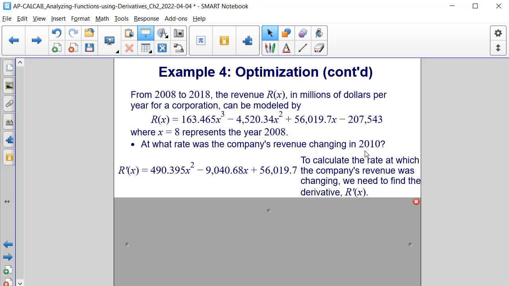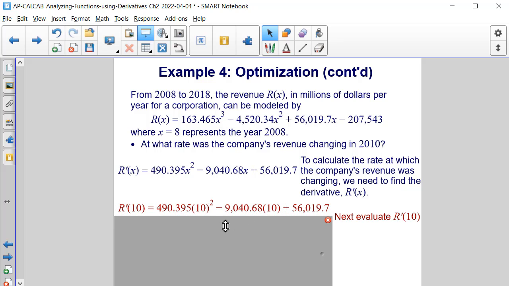Once we have the derivative, we can substitute 10 in for our x value and evaluate it, because the derivative evaluated at 10 will represent the rate of change that the company's revenue is having in the year 2010.